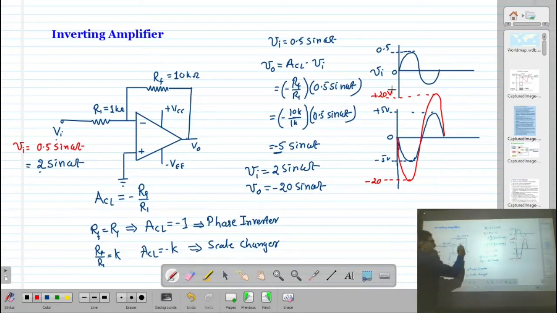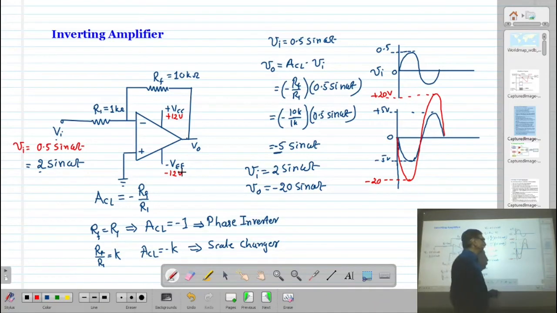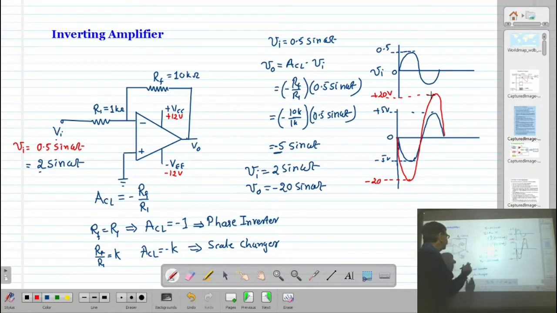Suppose my supply voltage is +12 volt and -12 volt. Then in that case, you will not get the amplitude of 20 volt. Here, the operational amplifier will go into saturation. So if the supply voltage is 12 volt, then the maximum output voltage of the amplifier will be 12. It will not be greater than 12. That is known as the saturation voltage.